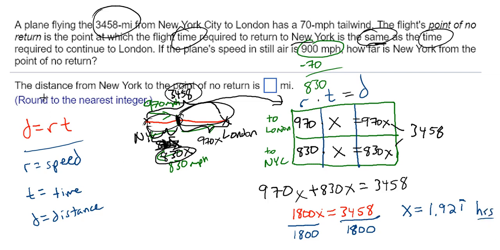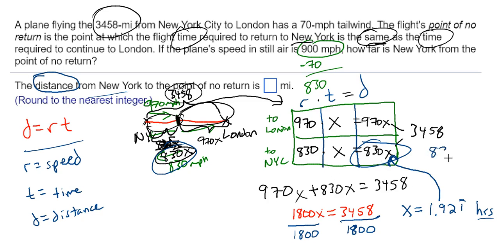But that's not what the question's asking me. It's not asking me how many hours it would be to get back to New York or to go on to London. It's asking what the distance would be from New York. So based on where we currently are, this point of no return, what's the distance back to New York? That's the 830x, right? This represents the distance from the point of no return back to New York City. So we want to take what we found for x, plug it back into this box to unlock that piece of information so that we can know the distance, because that's what the question's asking us.